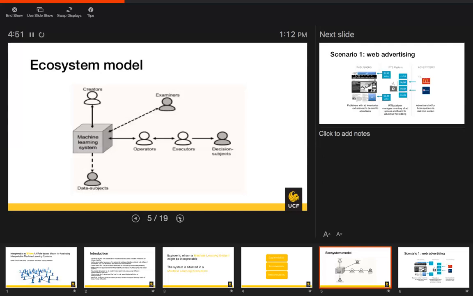So decision subjects are agents who will be affected by the decisions made by executors. And data subjects are those whose personal data has been used to train the machine learning system. Examiners will be the agents auditing or investigating the machine learning system. Clear? Okay.